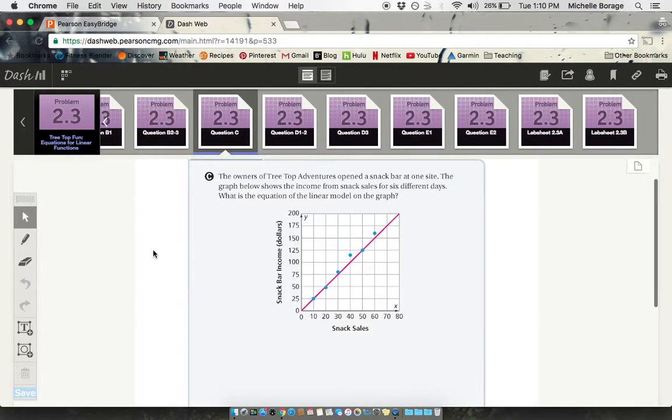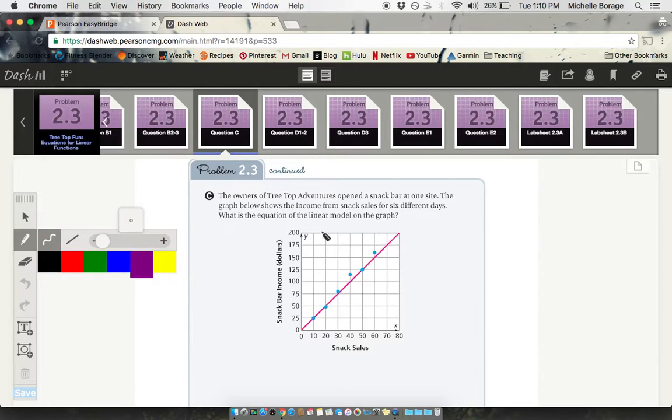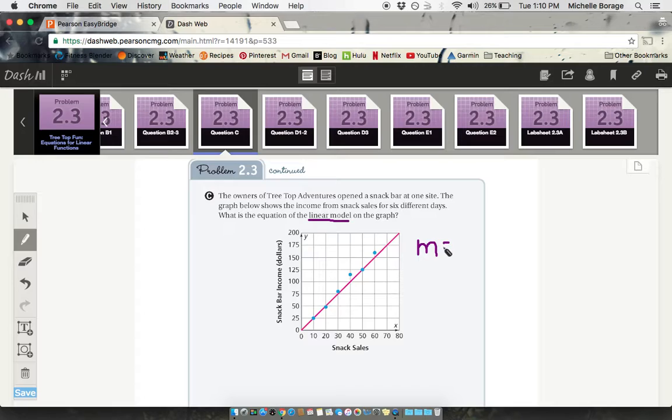All right, question C is giving you a graph. It says the owners of Treetop Adventures opened a snack bar at one site. The graph below shows the income from snack sales for different days. What is the equation of the linear model on the graph? So remember, linear model means the line. So what I want you guys to do on question C is to look at this line. You're going to need to find the slope, and you're going to need to find the y-intercept. And I want you guys to write the equation for that line.